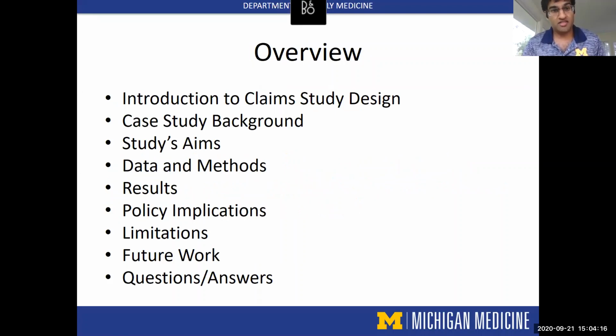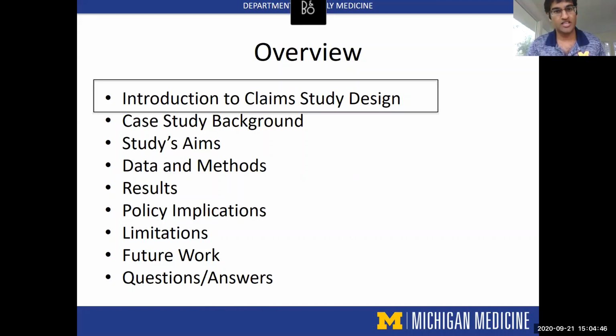So our overview for today is that we're going to talk about an introduction to claim study design. We're going to go through a case study of background with aims, the application of data and methods, informed by the broad framework of study design that'll be discussed earlier. Results, policy implications with respect to the study, limitations, future work, and any questions and answers at the end. So we're going to spend the first segment of this talk really getting into some details regarding claims and the landscape around public and private insurance.